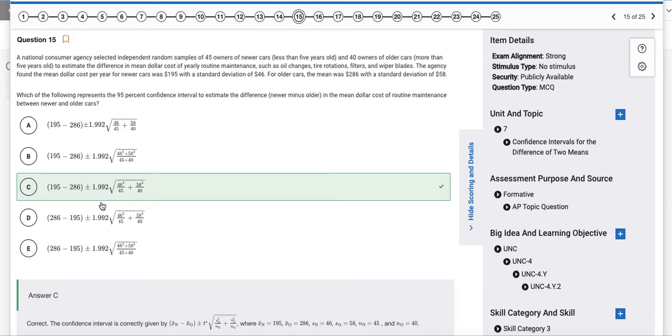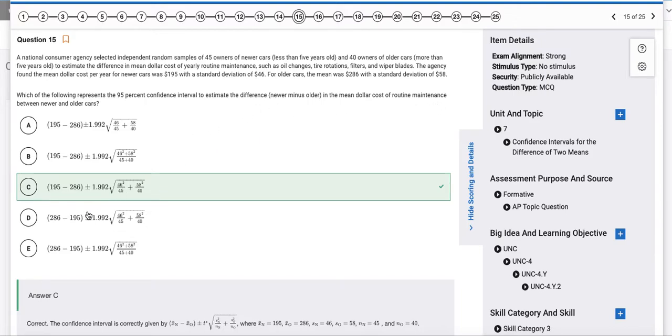Now notice that they don't have you calculate it. It's the same for all 5 options. And then you have to use the proper formula, and they try to trick you like this one. That's not correct right there. This one's not correct because you're not squaring your standard deviations.